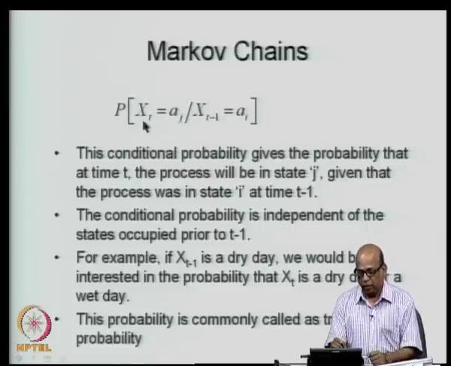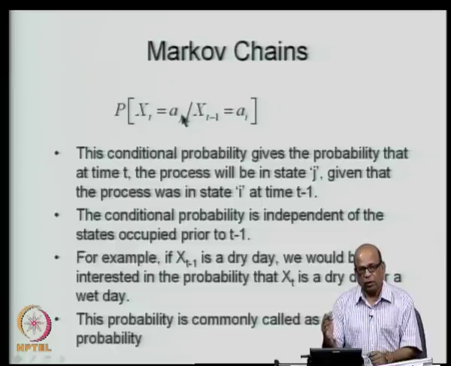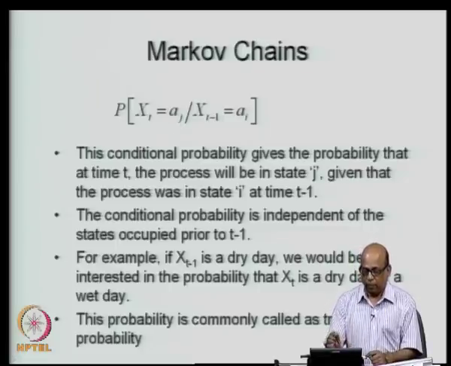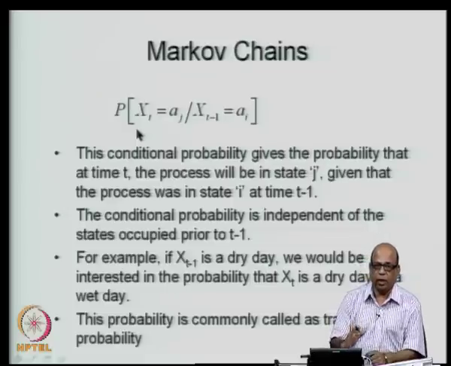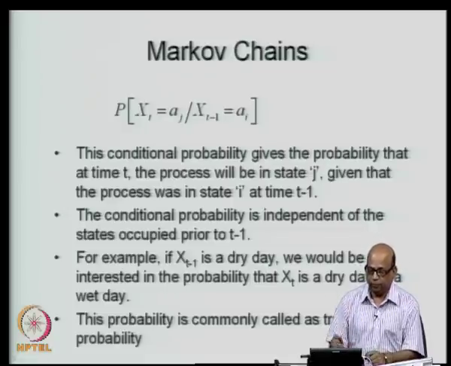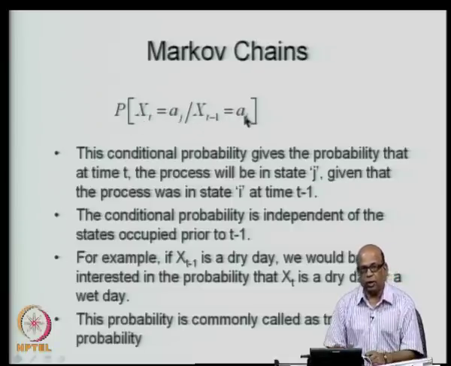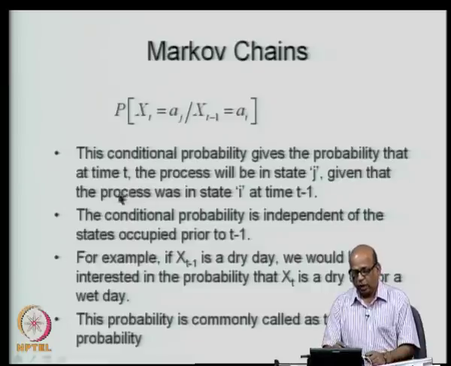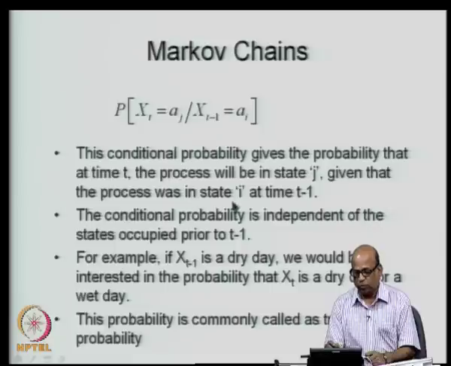So, we may write it as either x t is equal to j, indicating that x t belongs to the class j, or we may write it as x t is equal to a j, saying that x t takes on a particular value. But essentially we understand that x t has gone into that particular state j. So, this conditional probability now, probability that x t is equal to a j given x t minus 1 is equal to a i, this conditional probability gives the probability that at time t the process will be in state j, given that the process was in state i at time t minus 1.